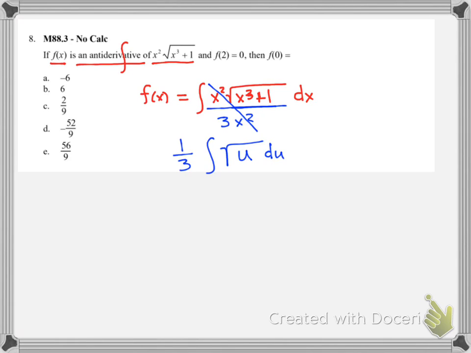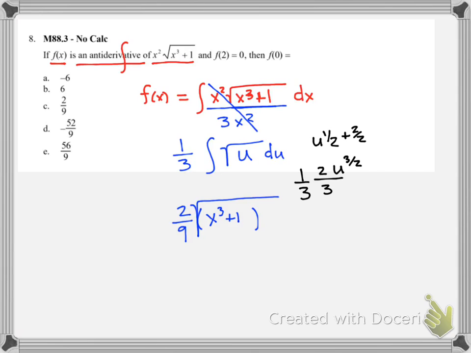Well, when I integrate this, this is really u to the 1/2, so I'm going to add 1 in the form of 2 over 2 and get u to the 3/2 times the reciprocal 2/3. But we already had 1/3 of that. So now we're looking at 2 over 9, this inner function of x cubed plus 1 to the 3/2. Well, that can be written as square root 3rd power. Well, all of this plus c is equal to f of x.